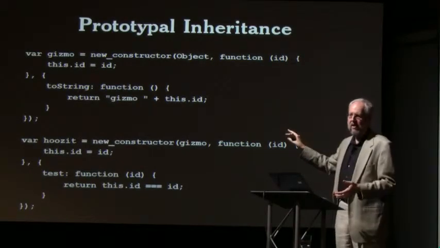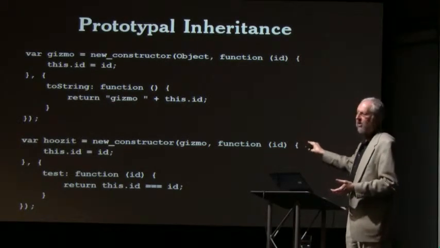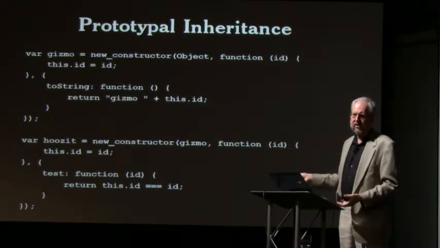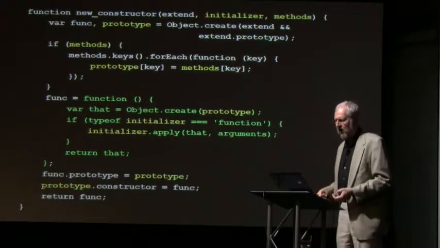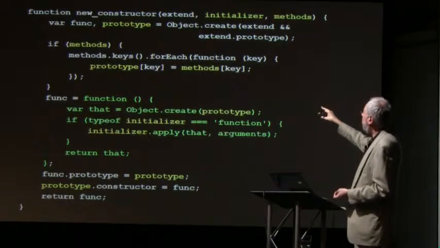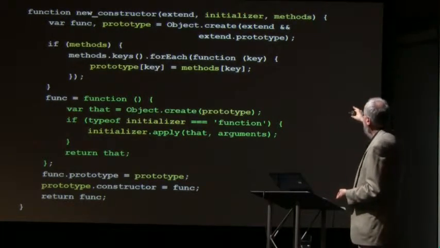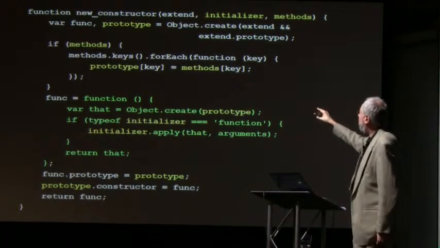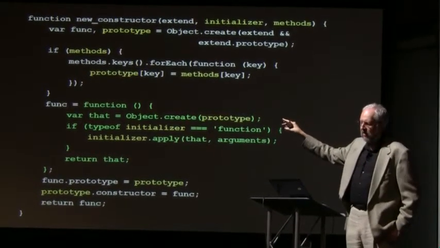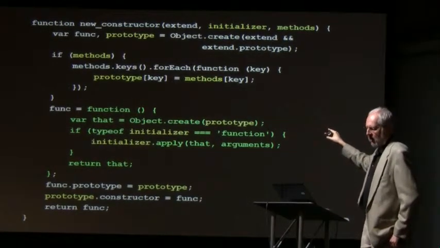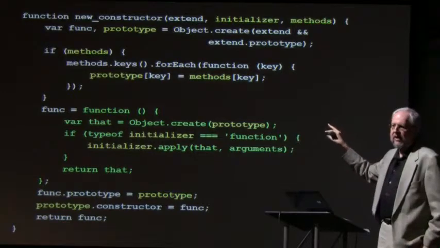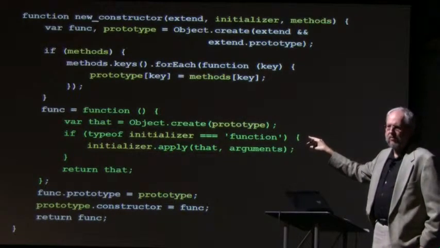So the language doesn't provide the new constructor function that you need to do this, but it turns out it's a really easy function to write. So let's write that function. So function new constructor takes 3 parameters, extend, initializer, and methods. First thing it does is it creates the prototype object, which it makes by calling object.create. And then if there are methods available, it will call the keys method.